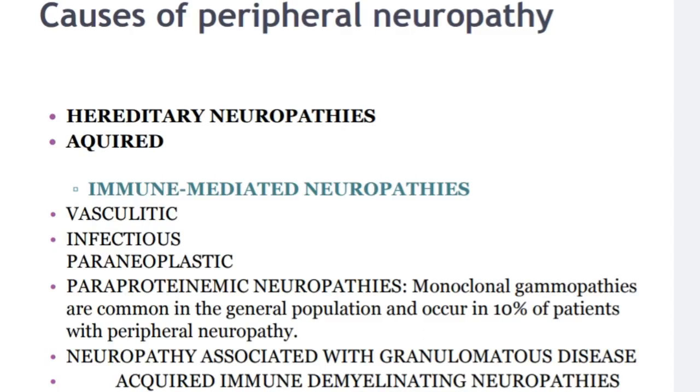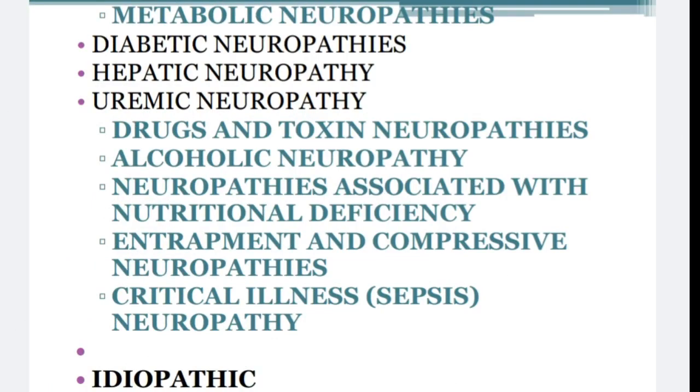A neuropathy associated with the granulomatous disease, and acquired immune demyelinating neuropathies, which is known as AIDP. Second type of acquired neuropathies is the metabolic neuropathies, like diabetic, hepatic, uremic neuropathies. Other types of acquired drugs and toxin neuropathies, alcoholic neuropathy, neuropathies associated with nutritional deficiency, entrapment and compressive neuropathies, critical illness neuropathies, and finally idiopathic.